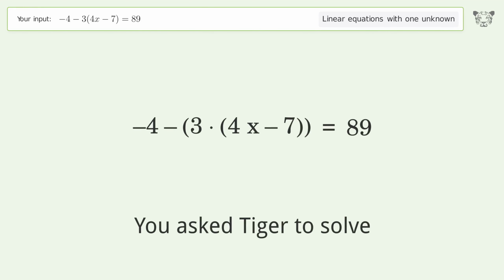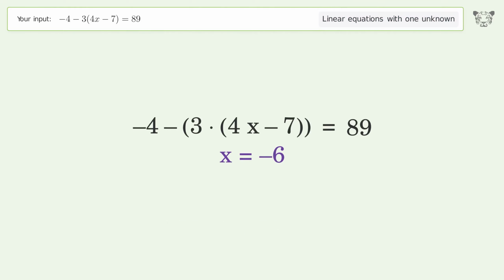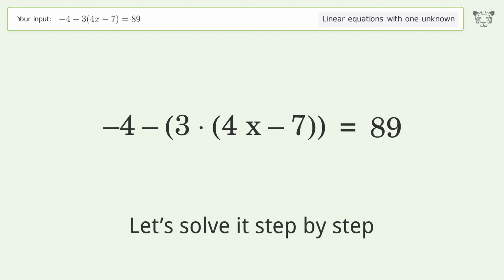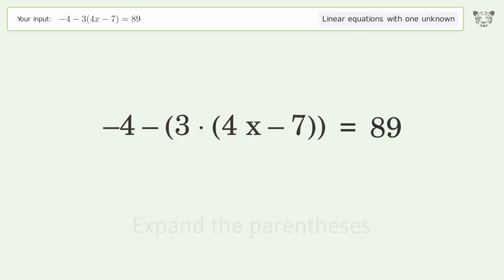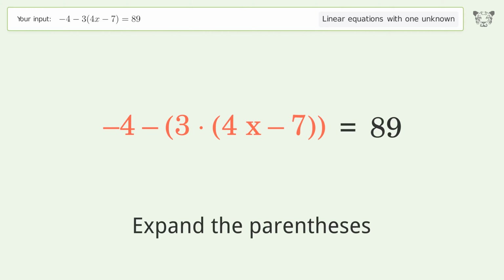You ask Tiger to solve. This deals with linear equations with one unknown. The final result is x equals -6. Let's solve it step by step. Simplify the expression. Expand the parentheses.